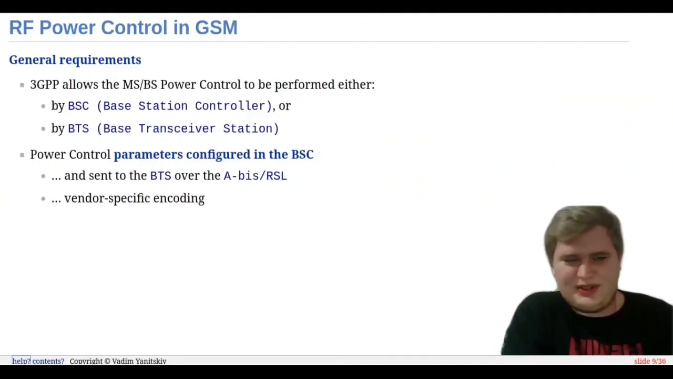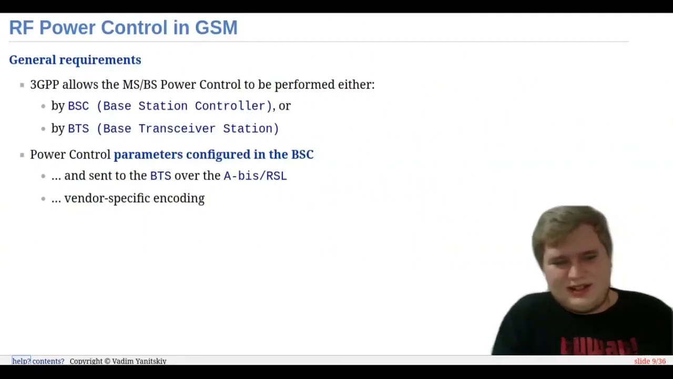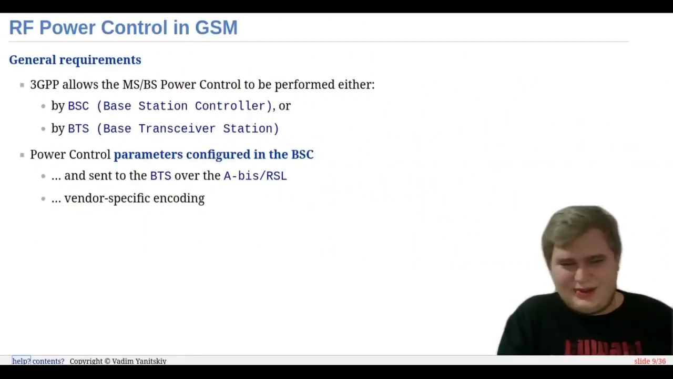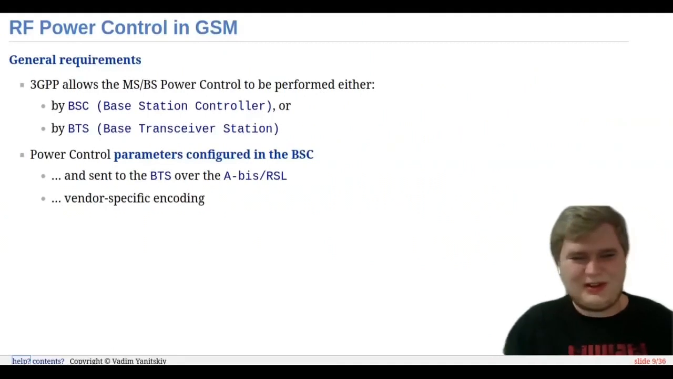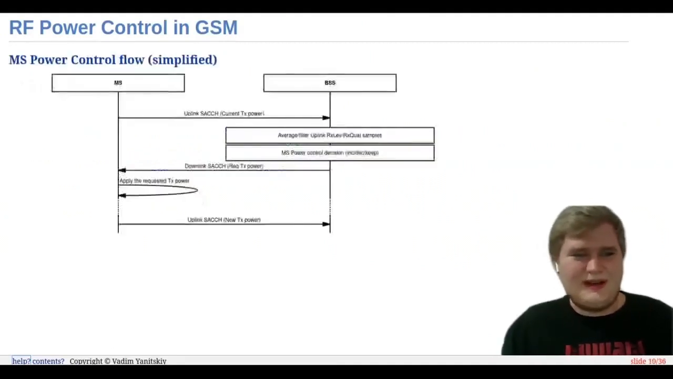But it's logical that power control parameters are configured in the BSC and then sent to the BTS over the ABIS link if necessary, if the power control is performed by BTS. That's, as I said, 3GPP gives us too much freedom here, so it's a vendor-specific encoding of parameters, no exact definition of information elements and so on.